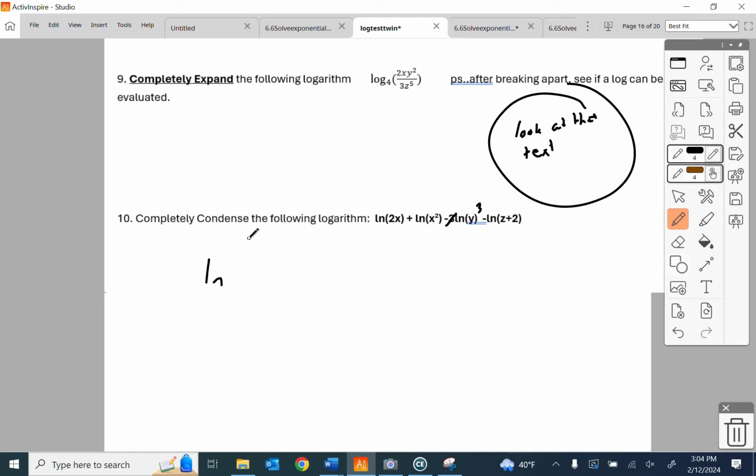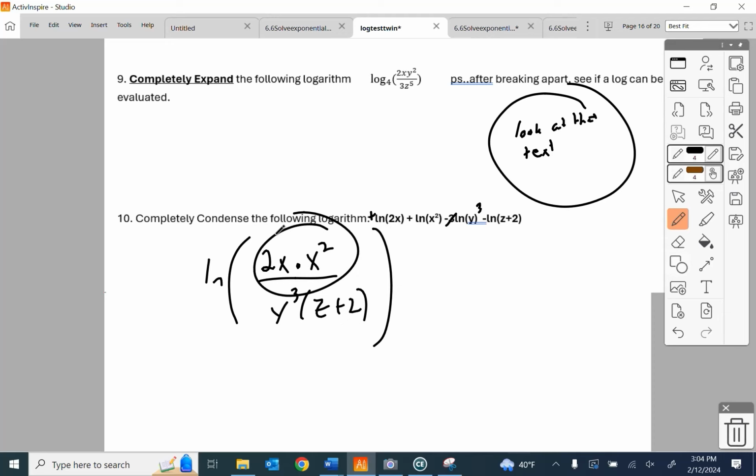It's all going to be an ln. There's going to be a 2x up top because this one is positive. There's going to be an x squared up top because that one is positive. There's going to be a y cubed down low because that one is negative. And there's going to be a z plus 2 down low because that one is negative. This should be cleaned up. Natural log of 2x cubed, y cubed, z plus 2. And I don't think I missed anything. Close off the master set. Done.